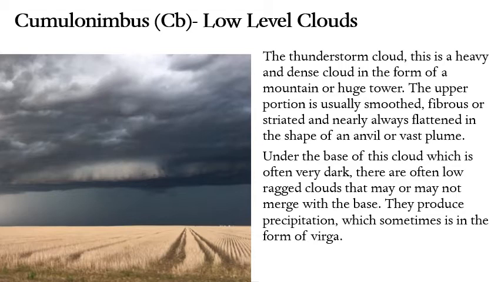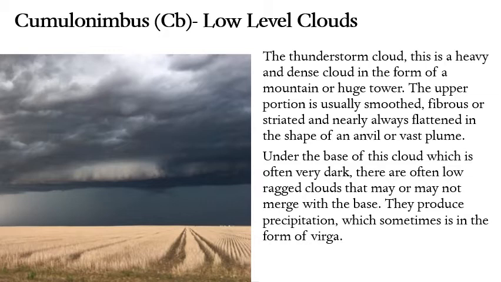But when it develops into cumulonimbus clouds, we have to be worried, because we can say that there is a storm coming or there is already a storm in the area. The cumulonimbus cloud is also known as the thunderstorm cloud, and this is a heavy and dense cloud in the form of a mountain or huge tower. The upper portion is usually smooth, fibrous or striated, and nearly always flattened in the shape of an anvil or plume.